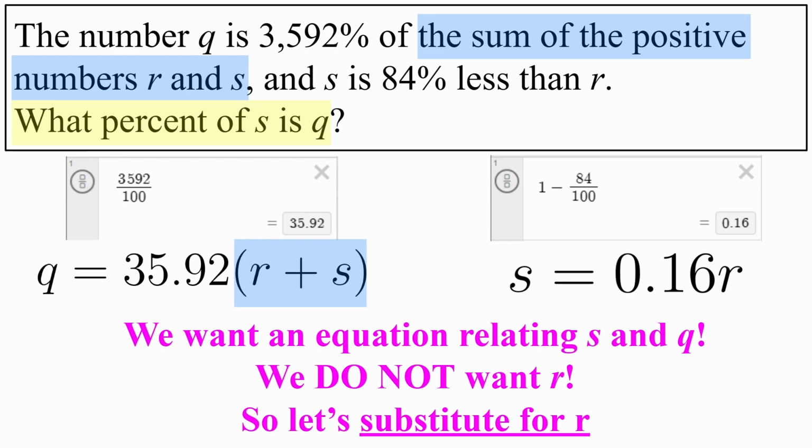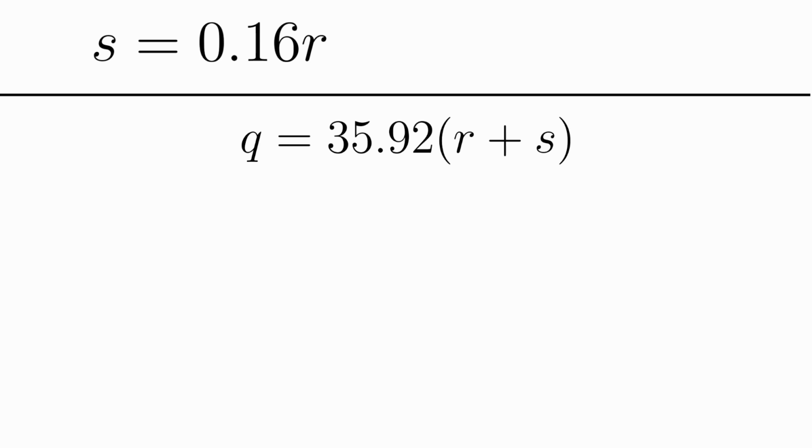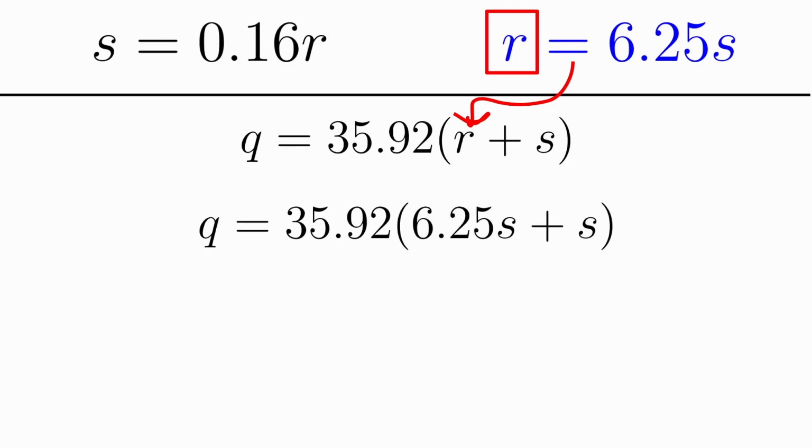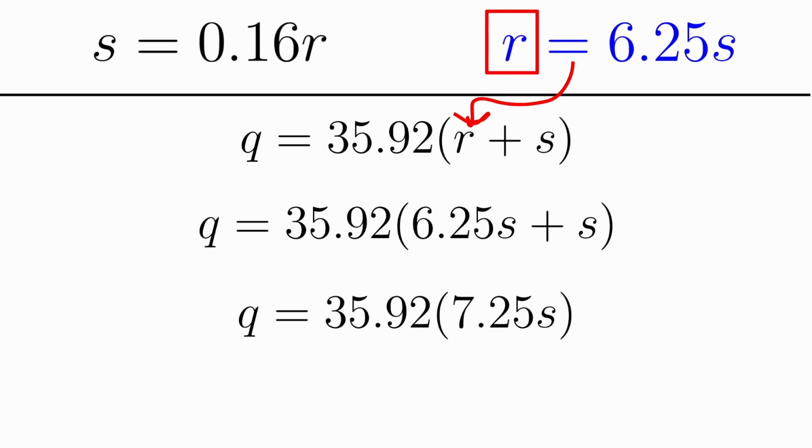So let's take the second equation and isolate for R. So we divide both sides by 0.16 and we get R equals 6.25S. Now we're primed to substitute. R is by himself. We can put him into the first equation. And we get 35.92 times 6.25S plus S. Well, 6.25S plus 1S is just 7.25S. And now we can do 35.92 times 7.25. And we get Q equals 260.42S. Nice, beautiful equation that relates Q and S just like the question wants.